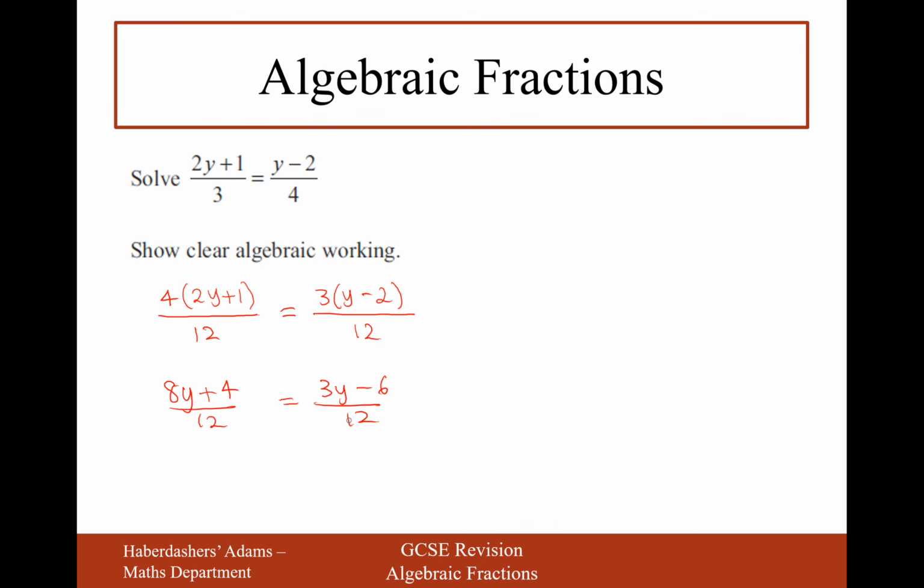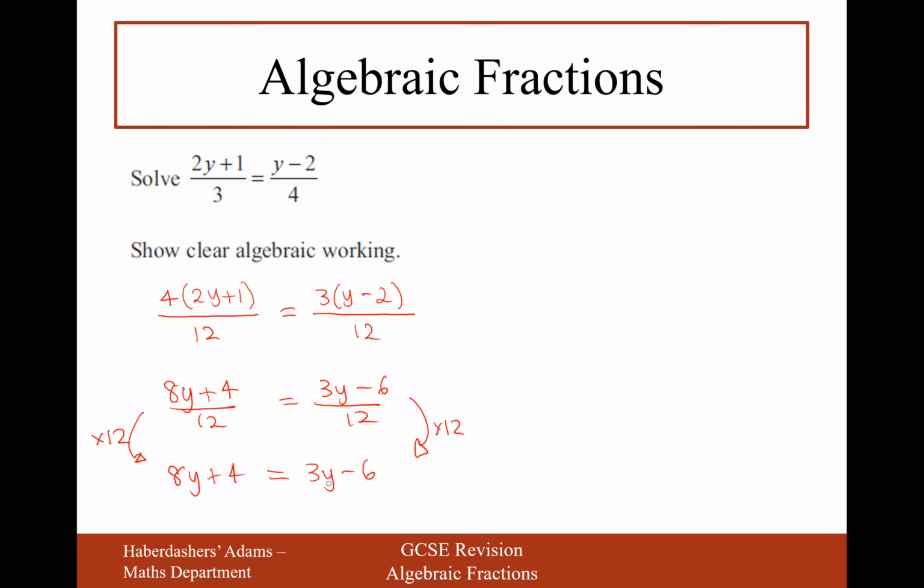Now if we've got two fractions that are equal to each other with 12 on the bottom, then it must be the case that the numerators are equal to each other. So it must be 8y plus 4 equals 3y minus 6. The algebraic manoeuvre that we've done to both sides here is to just multiply both sides by 12, and that will get rid of the divide by 12 on both sides.